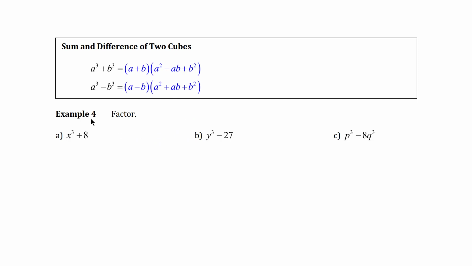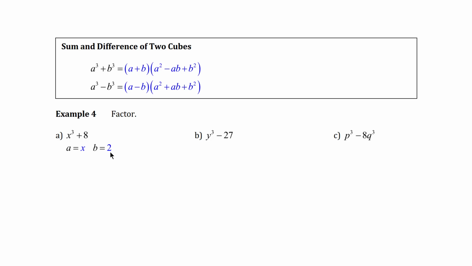Next, we have example number 4, factor. For part A, we have x cubed plus 8. To factor this, we use the sum of cubes formula. We find our value for A by taking the cube root of x cubed, which is x, and we find our value for B by taking the cube root of 8, which is 2. So A is equal to x and B is equal to 2.